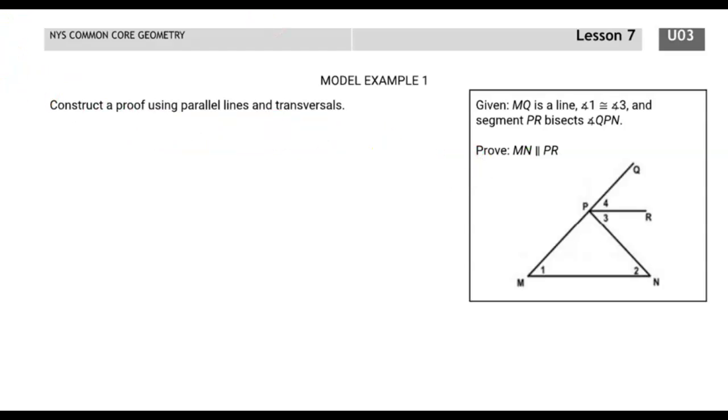Now, the first thing I like to do in a problem is start labeling it. It tells us that MQ is a line, which just tells us that from M to Q is straight. It doesn't have any bends in it. It tells us that angle 1 is congruent to angle 3, which means this angle here is congruent to this angle here. And it also tells us that segment PR bisects, which means cuts in half, angle QPN.